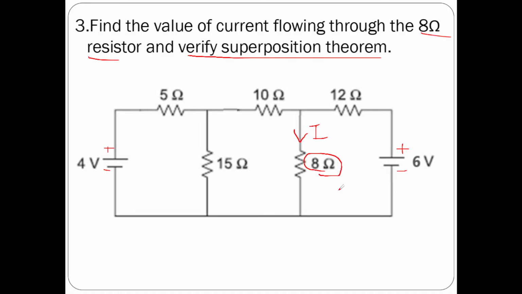So if more than one source is there in a given circuit, then we can implement superposition theorem in that given circuit to determine the unknown values. Since there are more than one source in this circuit, we can verify superposition theorem as well as we can determine the current flowing through 8 ohms resistor.